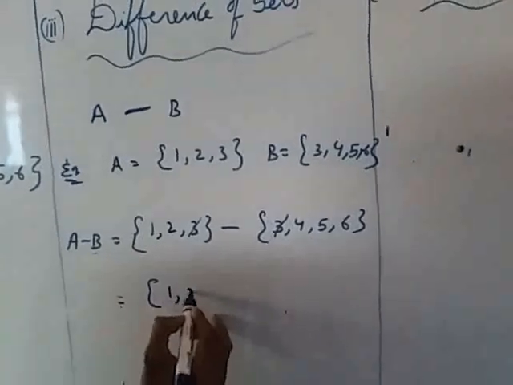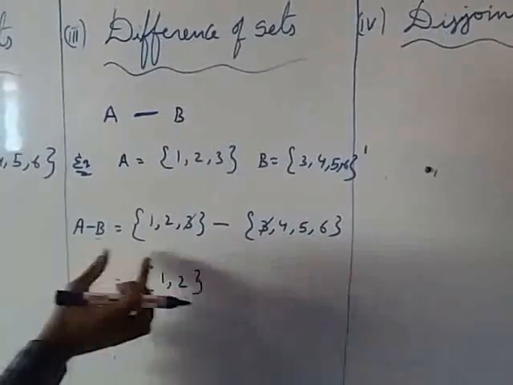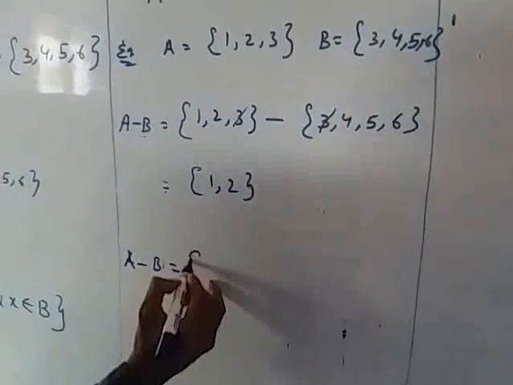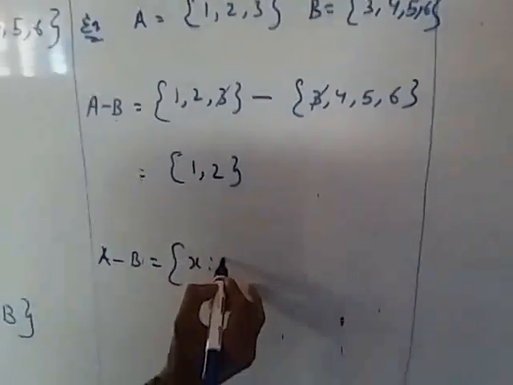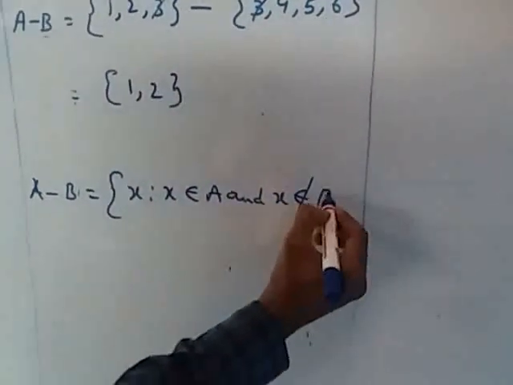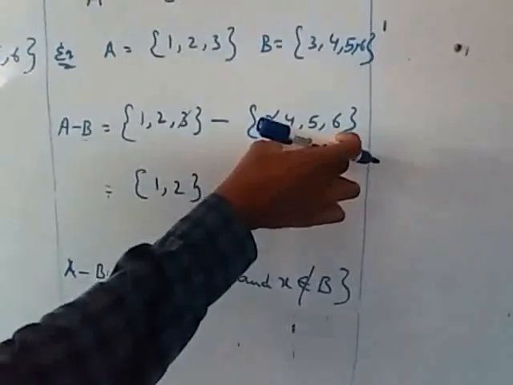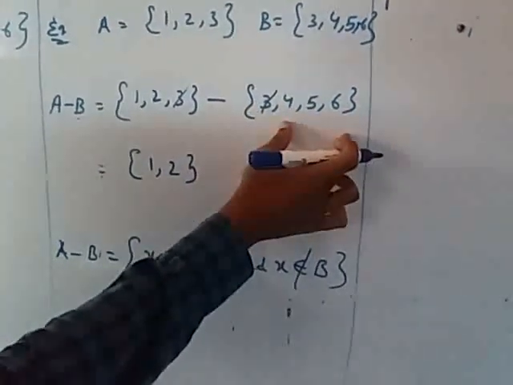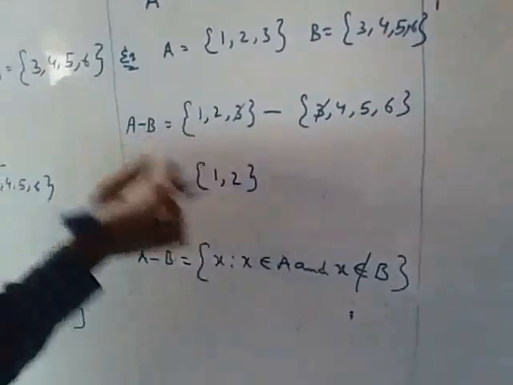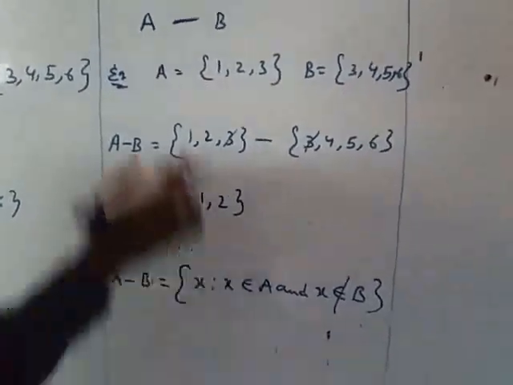So which are left here? 1, 2. And 4, 5, 6 do not belong to this set. So according to the set builder form, A minus B equals X such that X belongs to A and X does not belong to B. X does not belong to B means the elements in set B are left out, so those are inadmissible. Only the elements in set A are required, that is A minus B.